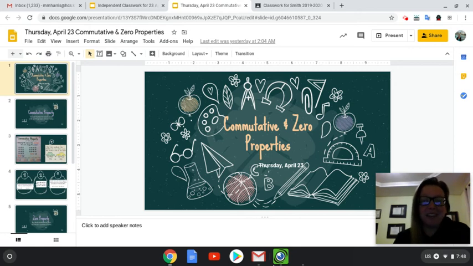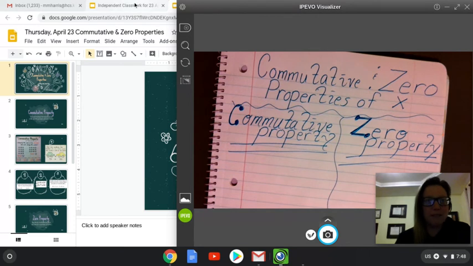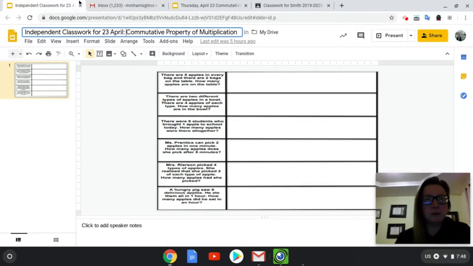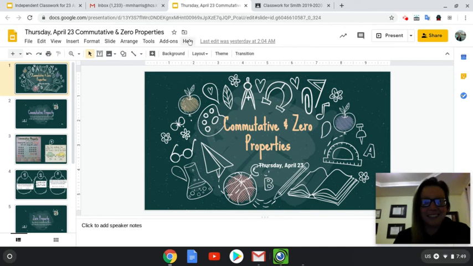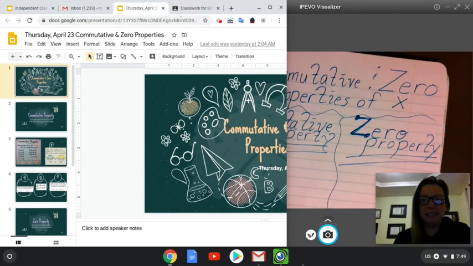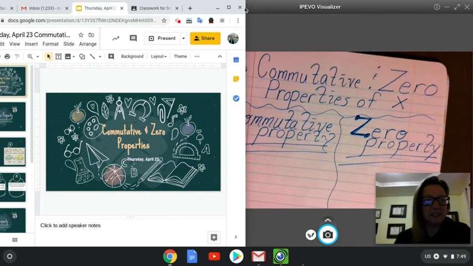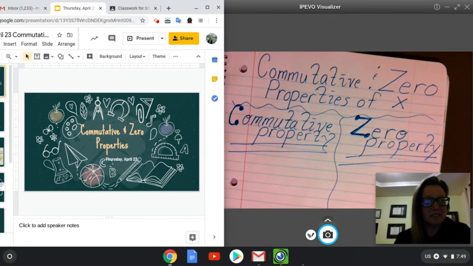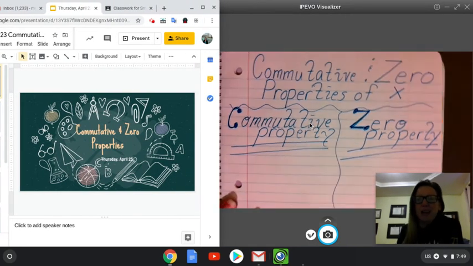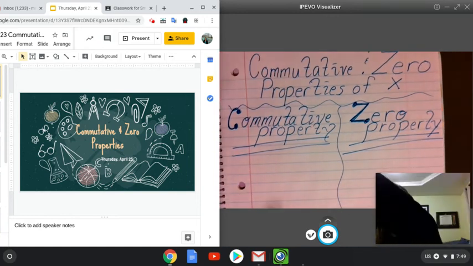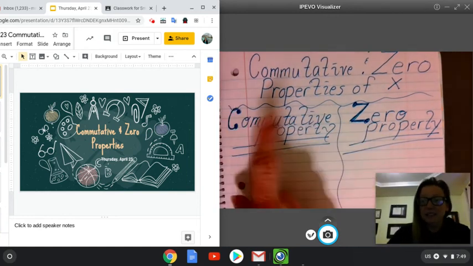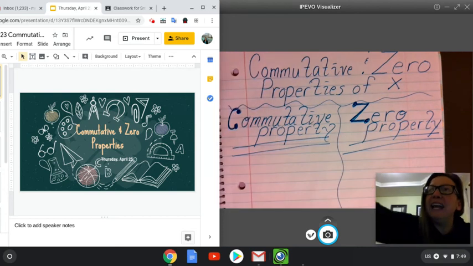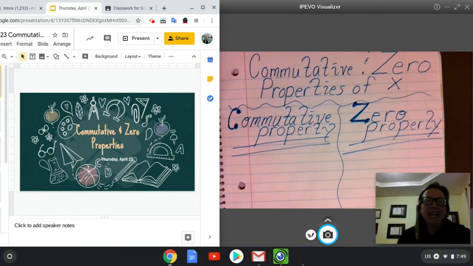Today, we're going to look at the commutative and zero properties. Oops. Sorry, boys and girls. Let me just make this a little bit smaller. All right, same thing as yesterday, I started off with labeling. You should have your math journal right beside you. Go ahead, make sure you have this. And let's look at the commutative property. I'm sure you can already remember what it is. Do you?